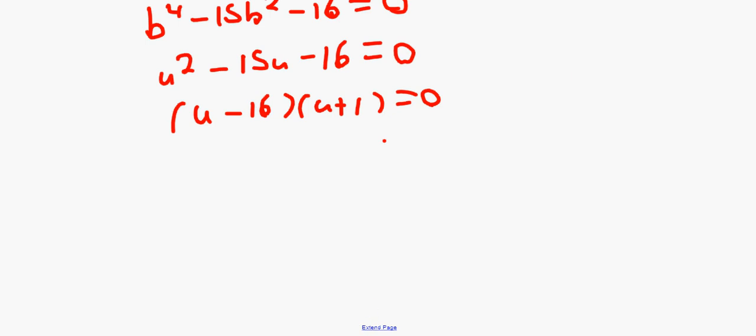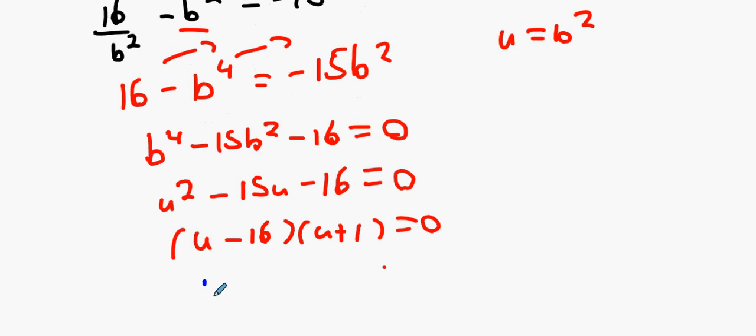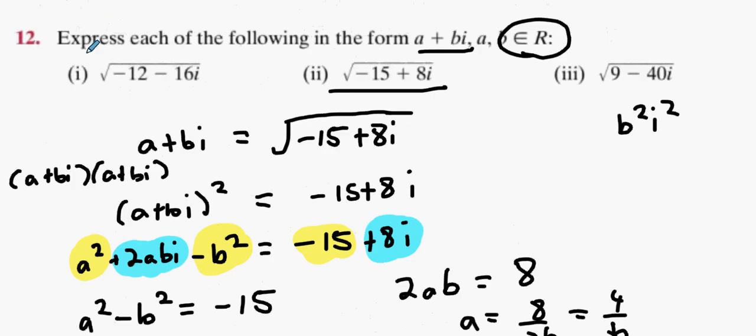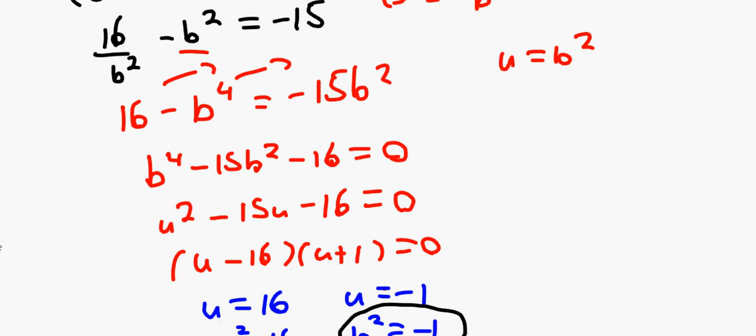Charlie, finish that off there. u is equal to 16 and u minus 1. Alright, and what is u? b squared. b squared equals 16 or b squared equals minus 1. Which answer doesn't matter? The minus 1 doesn't matter. Why? It says at the top, doesn't it? a, b has to be an element of the reals, so can't be a complex answer. So what are the two answers you're looking at here?